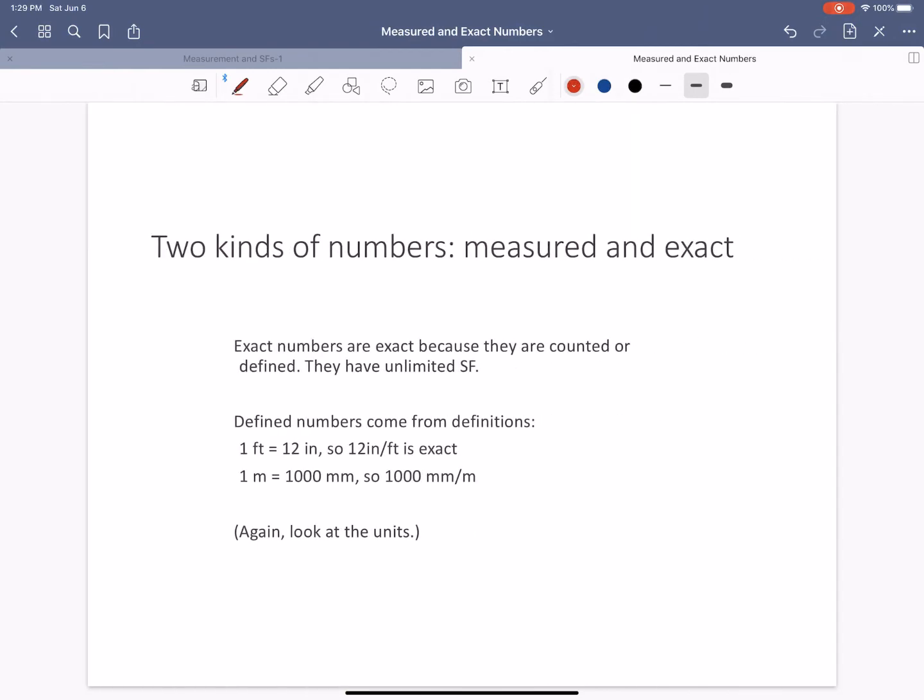Exact numbers are exact either because they are counted, and we'll know that by the units. We can count students, we can count books, we can count our chickens, or defined. And defined comes from a definition. And here's a definition. 1 foot is 12 inches. So I can take that.